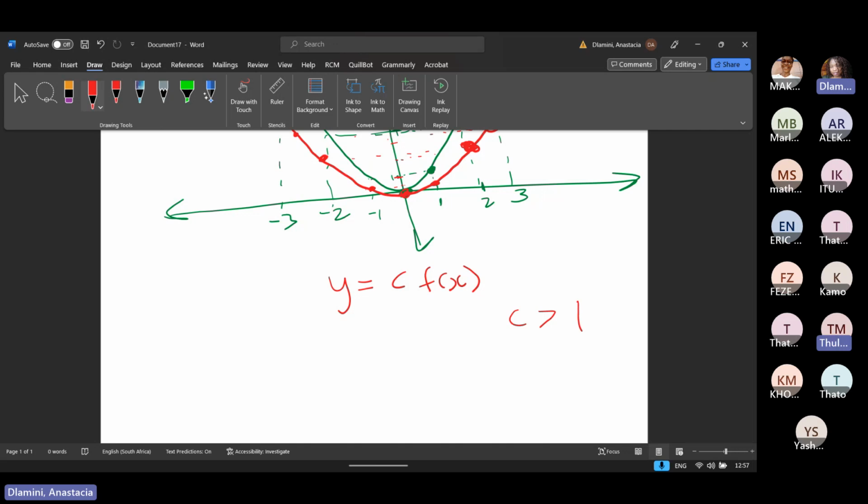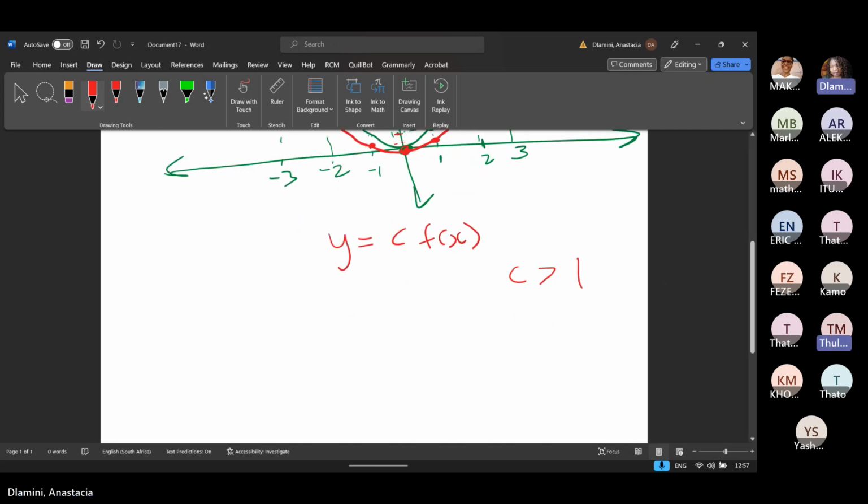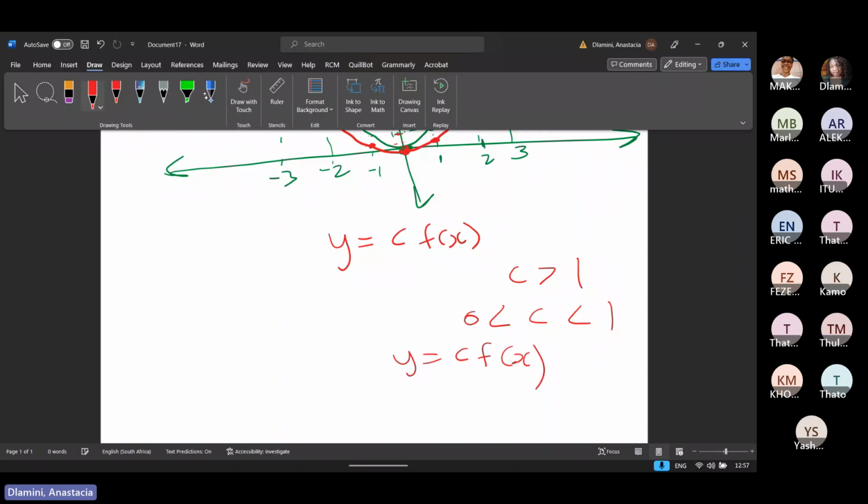Now, if c is between 0 and 1, like 0.3 or something, it means that you are actually shrinking the graph because you are pressing it down. So you are shrinking it, so it becomes wider.